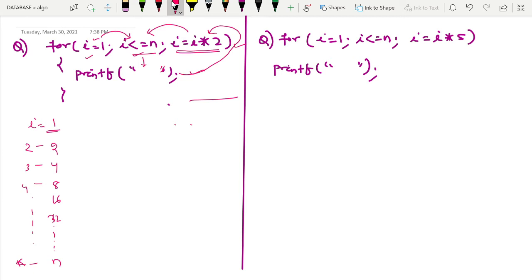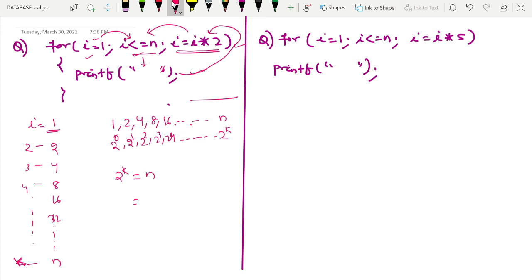In these types of questions you need to identify the pattern, right? Here 1, then 2, then 4, then 8, then 16. This is going on. So you can see here, this is 2 power 0, this is 2 power 1, this is 2 power 2, 2 power 3, 2 power 4, like this. This will be 2 power k, because at the kth time I value is getting n, so this will be 2 power k, right? So 2 power k equals n.